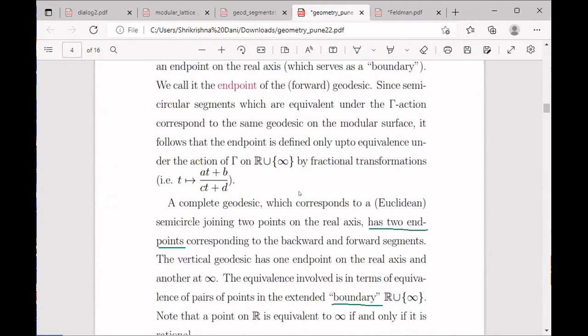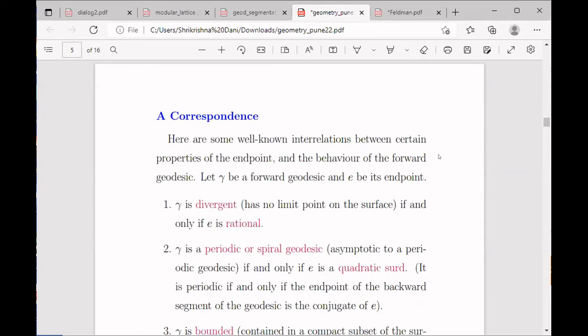So, a single positive forward geodesic trajectory has one endpoint, and the full geodesic has two endpoints. Now, here is the correspondence that has been very inspiring, not just in the case of the modular surface, but for a large part of homogeneous spaces, etc. This kind of correspondence has evolved, but we will not be going into that. That's not part of what I'm going to talk about today. So here, restricting to the modular surface, there are these interconnections, so to speak.